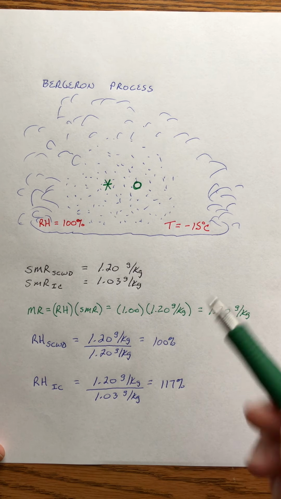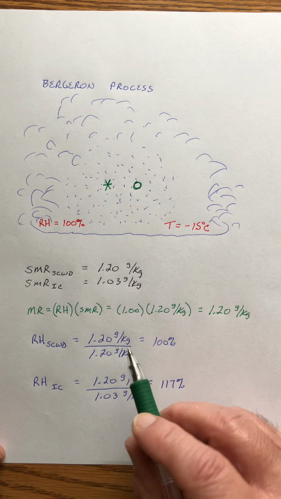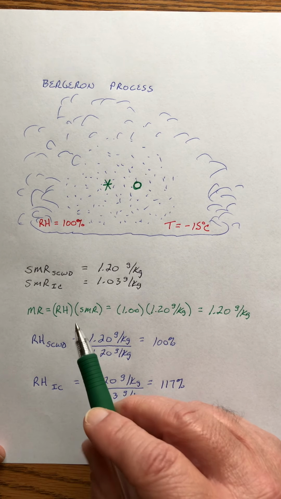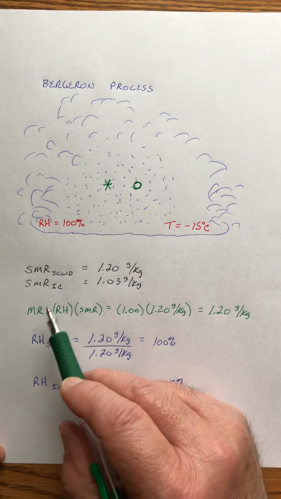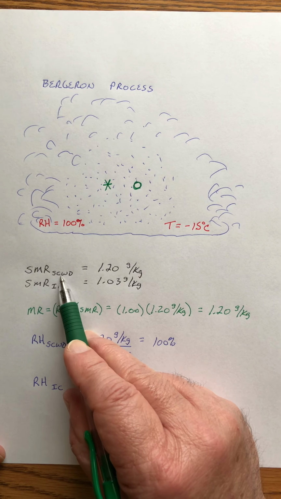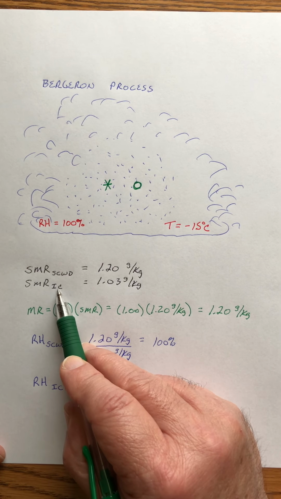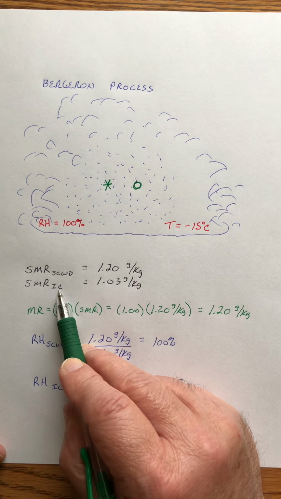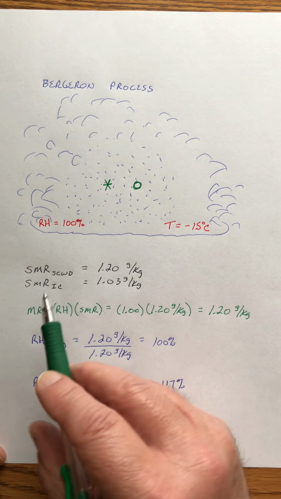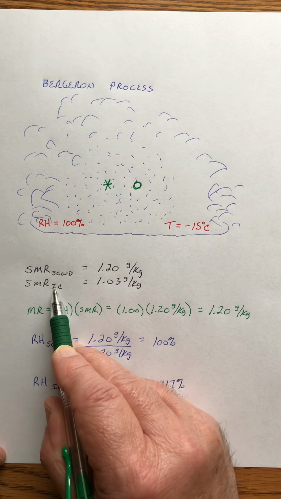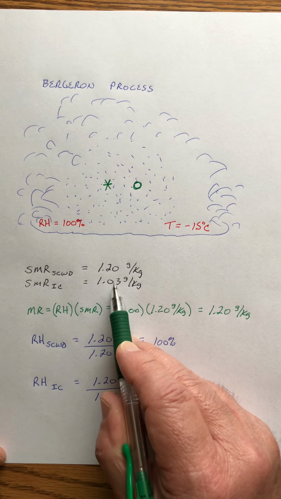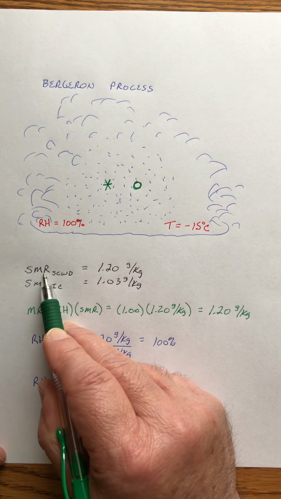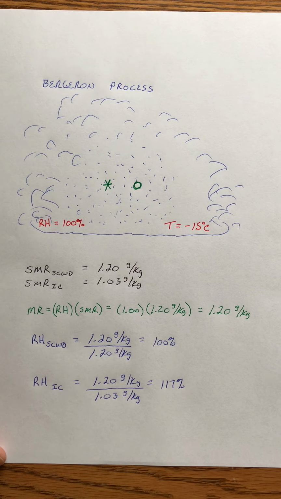Now the key to the Bergeron process is that Bergeron realized that the saturation mixing ratio around supercooled water droplets and the saturation mixing ratio around ice crystals is actually different. The saturation mixing ratio around ice crystals is actually lower than the saturation mixing ratio around a supercooled water droplet.